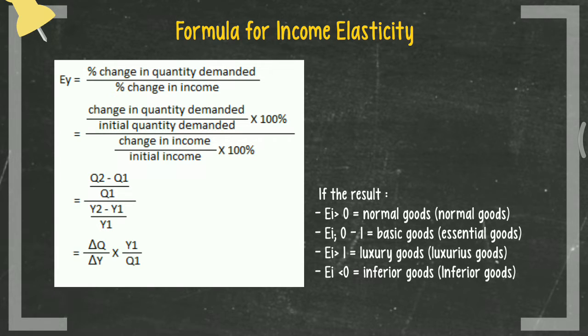And when the income elasticity is less than 0, that means inferior goods. Inferior goods are those that get replaced when someone's income increases, like cassava. The more one's income increases, the more these foods will be replaced.